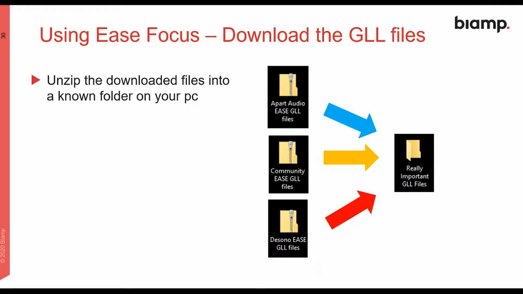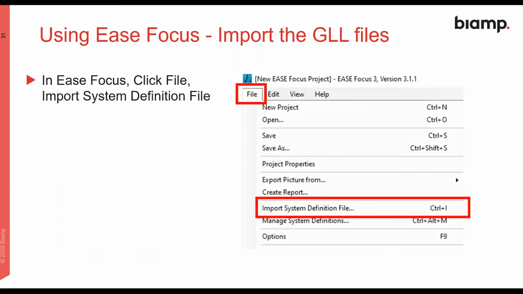So once you've got all of your files, download them into a known folder on your PC, because often they go into a downloads folder, which you have trouble finding again. So I normally put them on the desktop, and then unzip them into a known folder. So something you know where it is on your laptop. So in this case, really important GLL files, and I know it's in a particular folder, so I can find it whenever I want to.